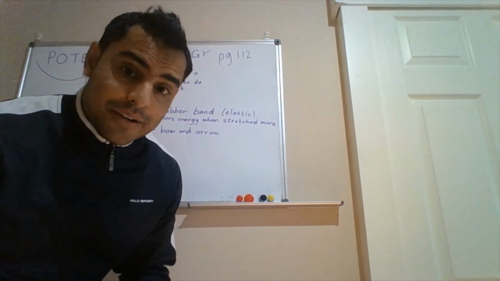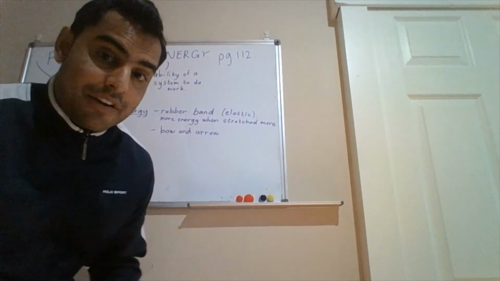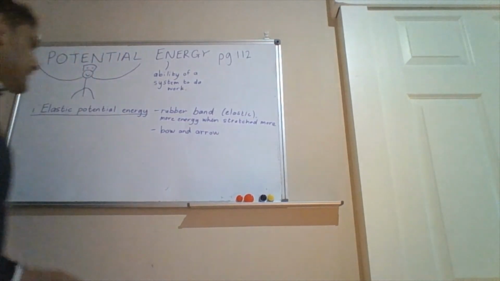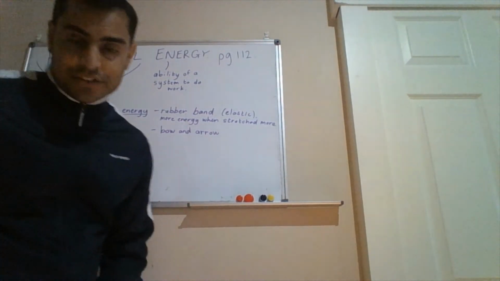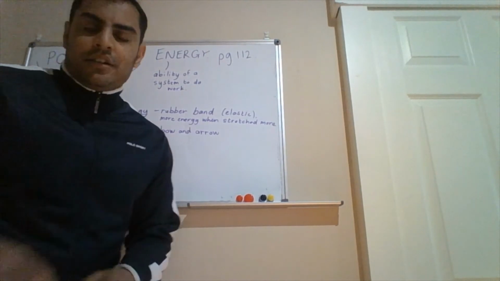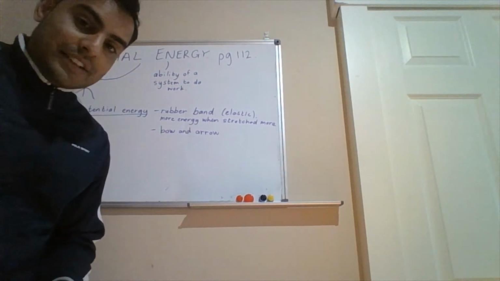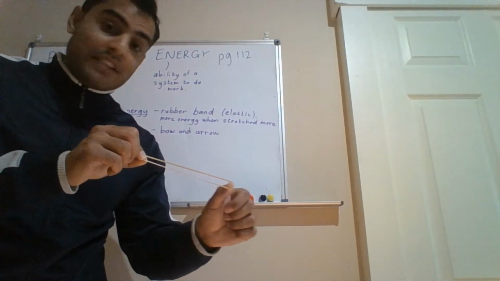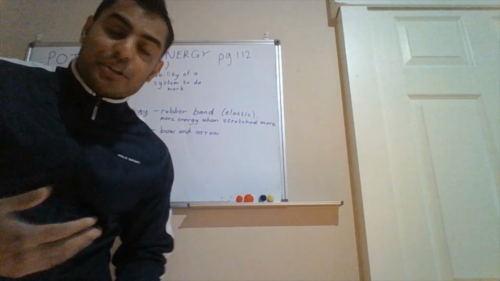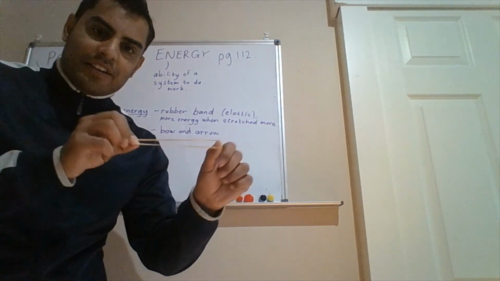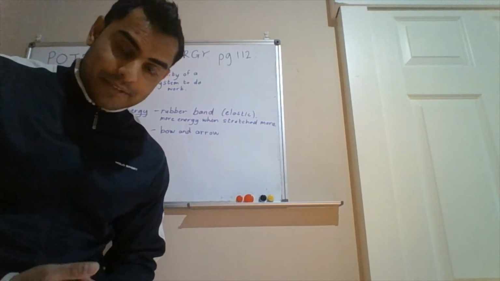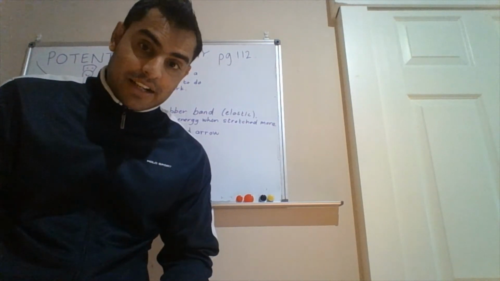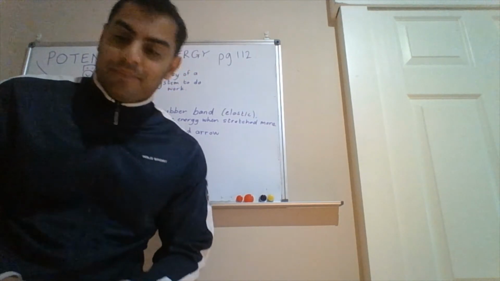So yeah, let's now jump into the theory for this section, potential energy. And the first one we'll look at is elastic potential energy. So it's very simple to understand. When we stretch the rubber band, we are giving it potential energy. It has the potential to do something, and if I was to release it, it would fly away. Now, the more I stretched it, the more potential energy I'd give it, and the further it would fly.